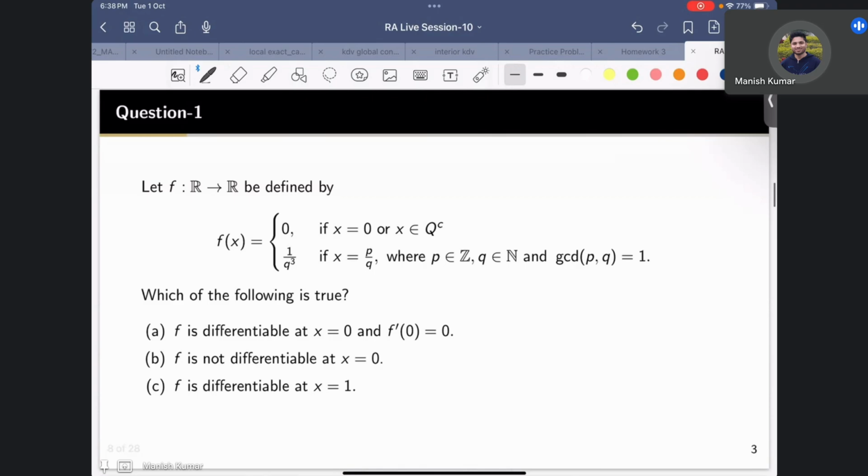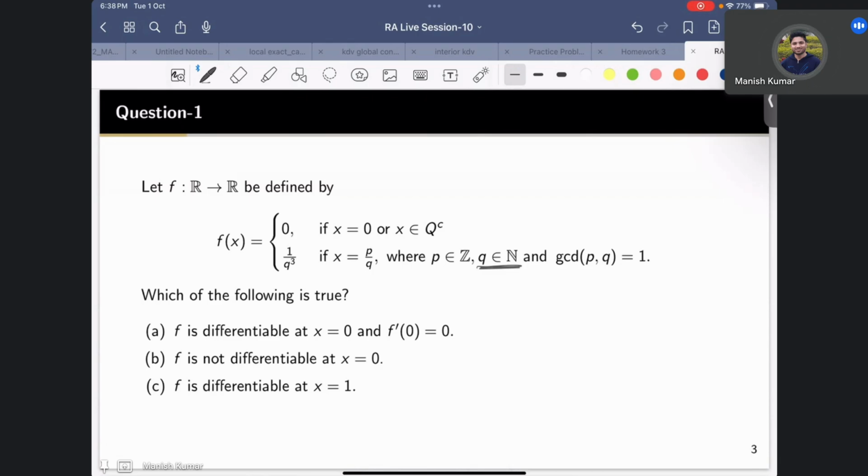Okay, so now let's quickly move to the next problem. This is a function similar to the Thomae's function that we discussed in the last session, or maybe the one before. It's 0 when x is equal to 0 or when x is irrational, and otherwise it's 1 by q raised to power 3 if x is a rational number p by q. Here q is a natural number and GCD of p and q is 1. The question is about differentiability: whether this function is differentiable at 0 or not. So let us check that.